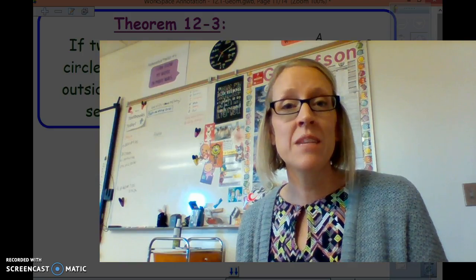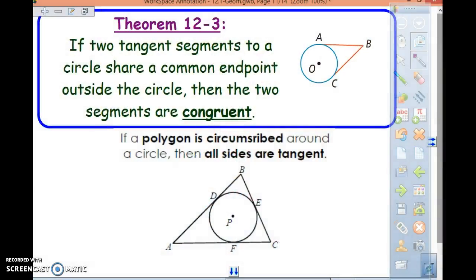Here's the last type of example that we're going to look at today. Theorem 12.3. If two tangent segments to a circle share a common endpoint outside the circle, then the two segments are congruent. So point B happens outside the circle. It hits a tangent at A, it hits a tangent at C. What's going to happen then is that these lengths are going to be the same, which we kind of already talked about. So here's another way to word that.